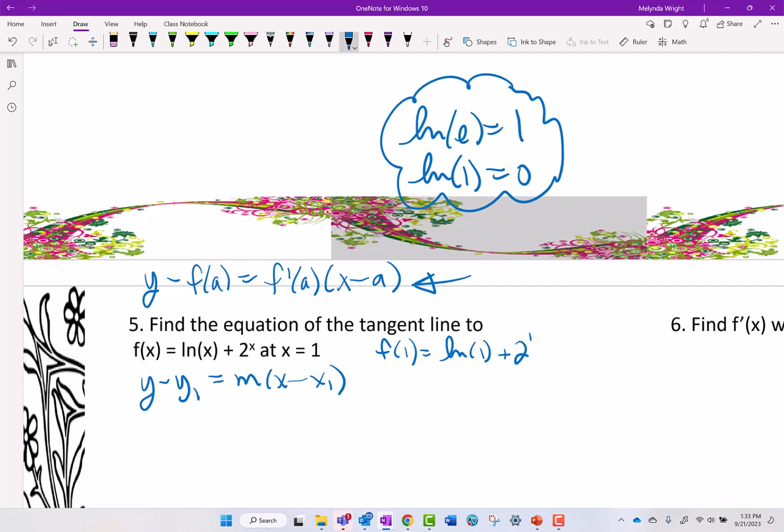Just like 1 plus 1 is 2. I mean, just that basic. We need to know that. So f of 1 is what, 0 plus 2, which is just 2. Okay.